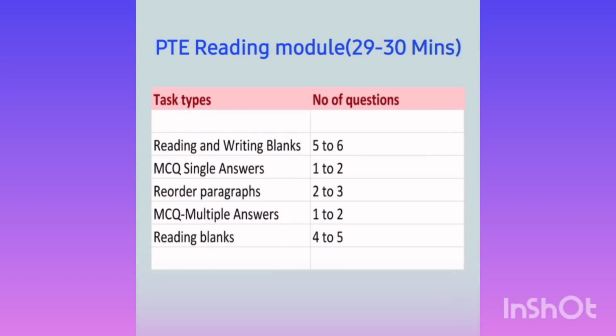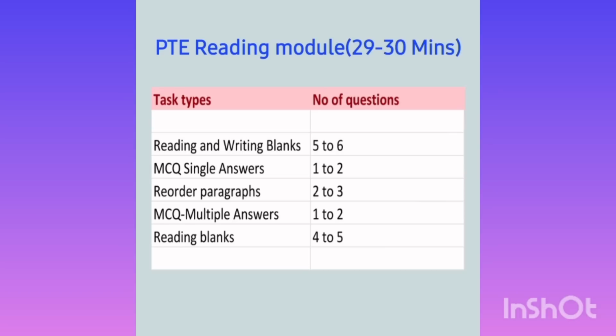So next, the PTE reading module. The time for this reading module would be 29 to 30 minutes. It's the total time of this module to get the reading tasks done. So there would be 5 different tasks in this module, which are reading and writing blanks, MCQ single answers, reorder paragraphs, MCQ multiple answers and reading blanks.